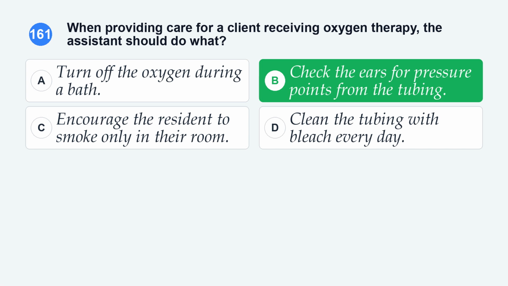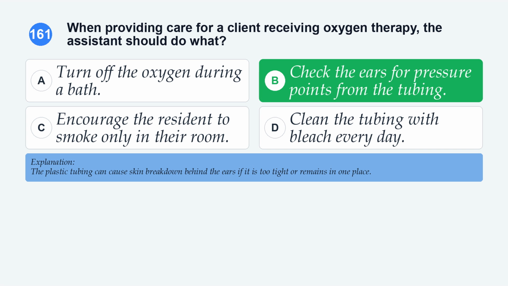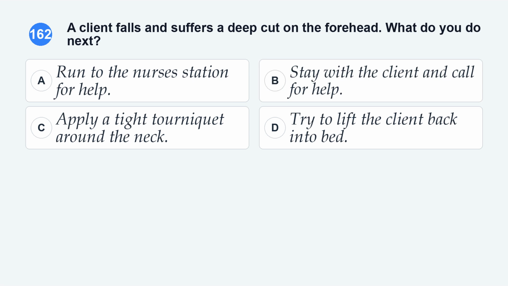The correct answer is option B, check the ears for pressure points from the tubing. Explanation. The plastic tubing can cause skin breakdown behind the ears if it is too tight or remains in one place. Question 162. A client falls and suffers a deep cut on the forehead.